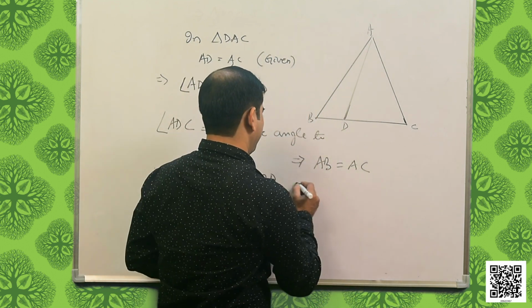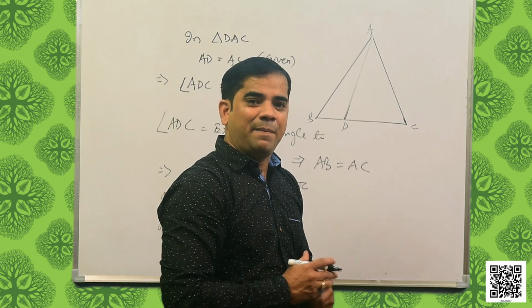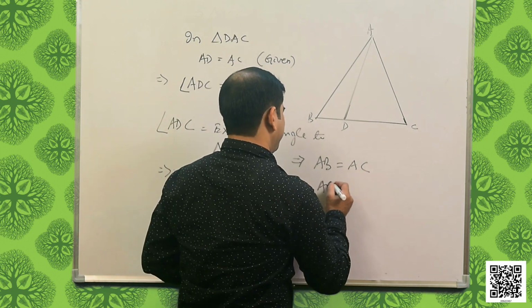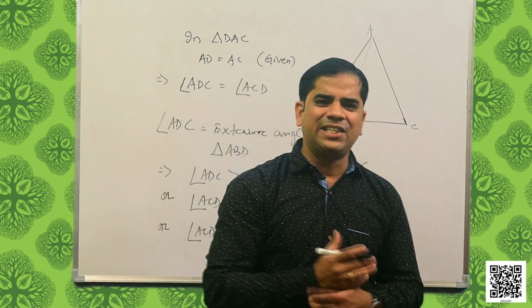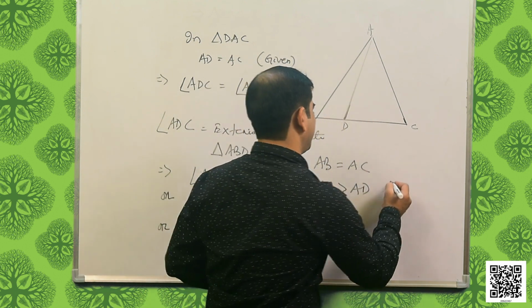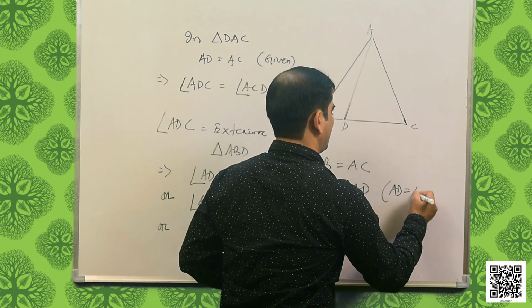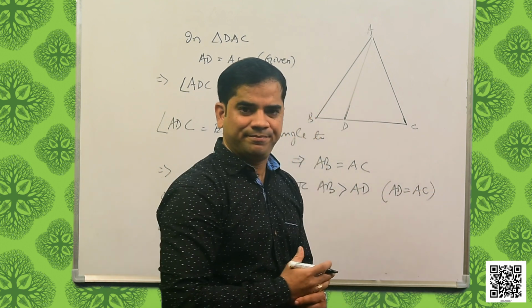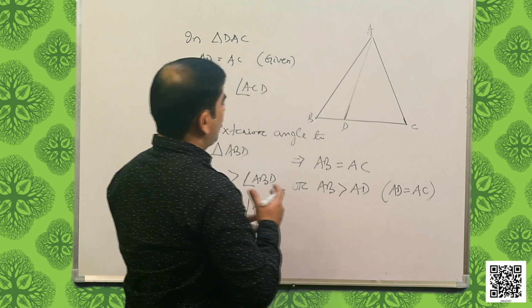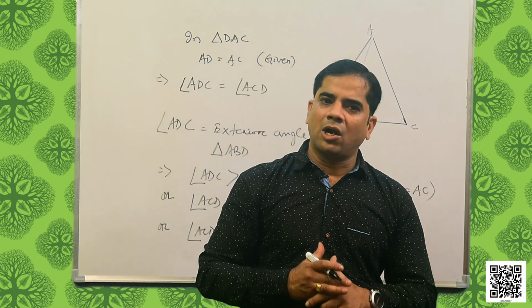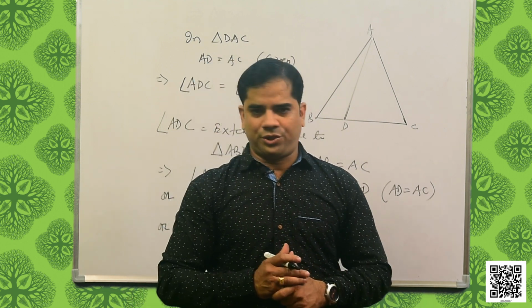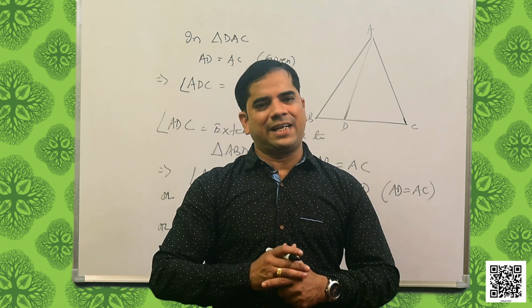Or I can say AB is greater than AD. Why? Because AD is equal to AC. Now, as per the requirement, we have come to the conclusion of the solution. Hope you have understood this example.